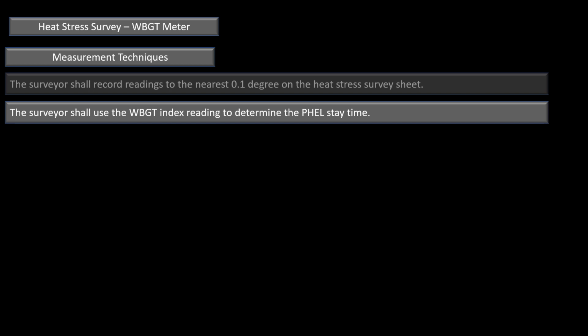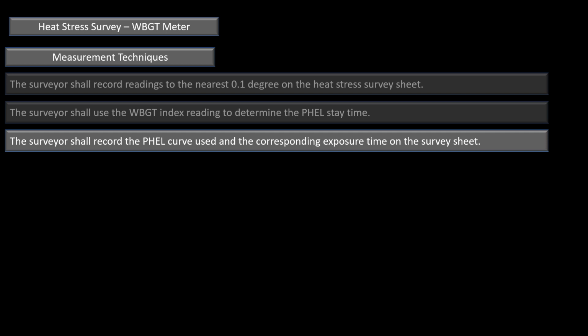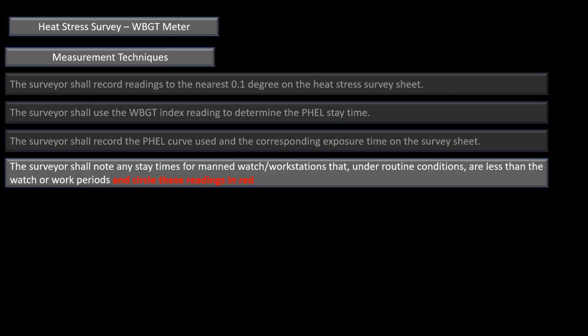The surveyor shall record readings to the nearest 0.1 degree on the heat stress survey sheet. The surveyor shall use a WBGT index reading to determine the FEL stay time. The surveyor shall record the FEL curve used and the corresponding exposure time on the survey sheet. The surveyor shall note any stay times for manned, watched, or workstations that, under routine conditions, are less than the watch or work periods, and circle these in red.